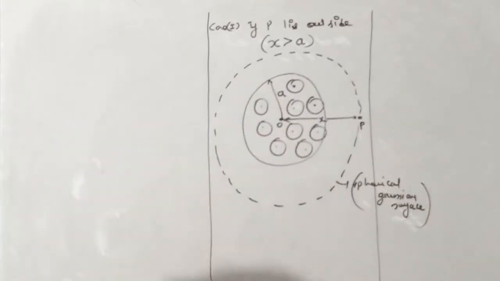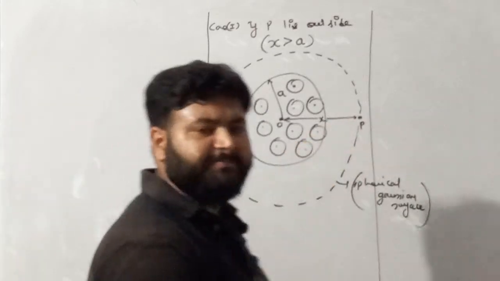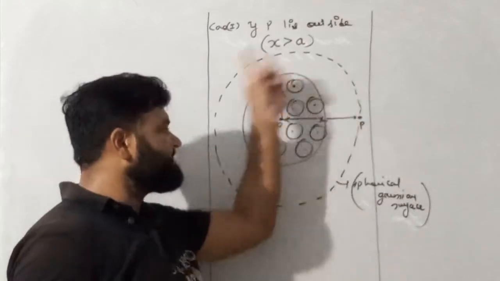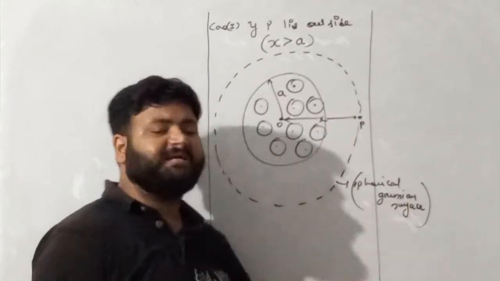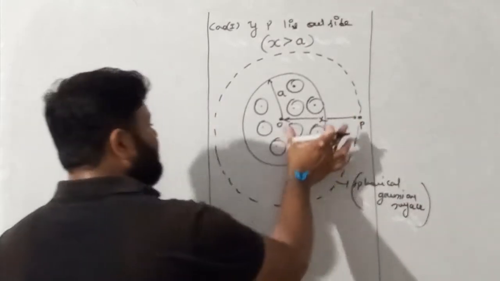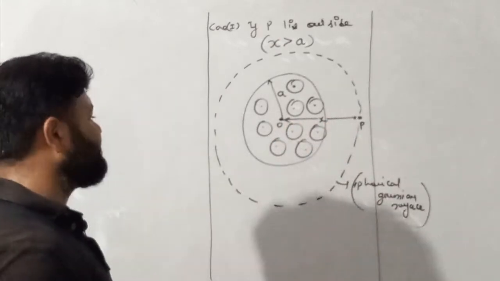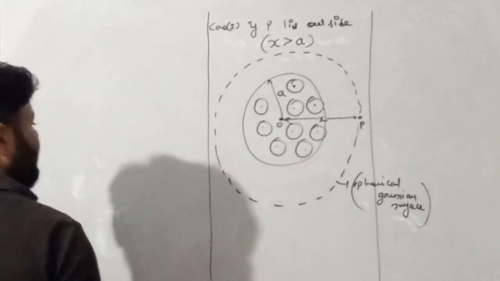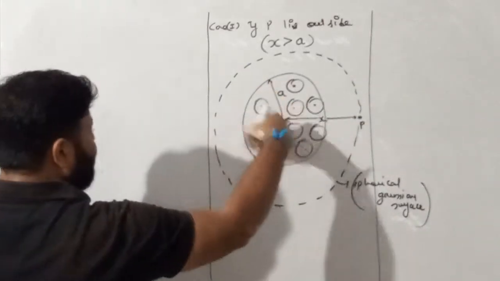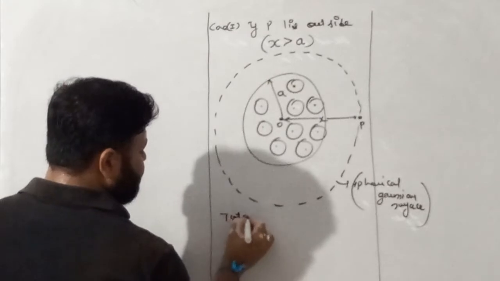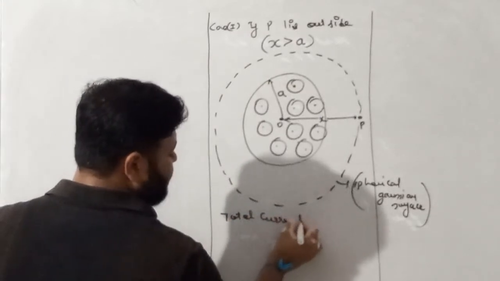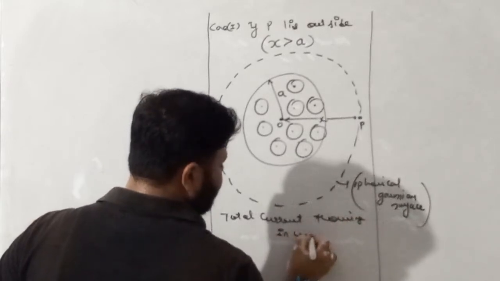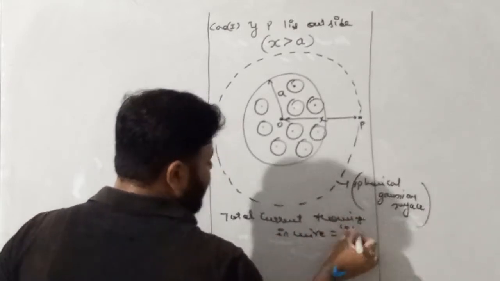At point P, we want to find the magnetic field. So for finding the value of the magnetic field, we have to first enclose point P with a spherical Gaussian surface. And the radius of this spherical Gaussian surface is x. Remember this thing. Now let's move forward. So see my dear student, the total current flowing in the wire is equal to I, and the wire is thick.